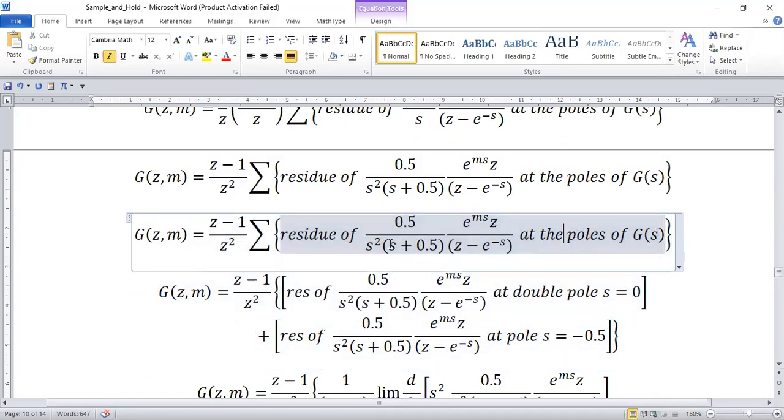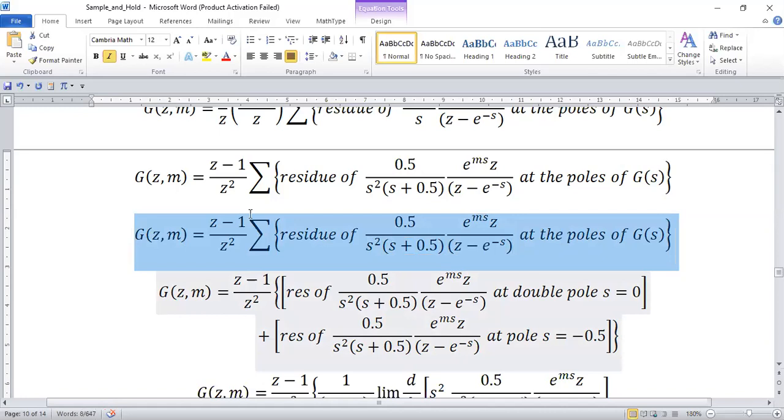So here we have this at the poles of G of s. We have s is equal to zero, but you have a repeated pole because you have s squared. So this pole is repeated. Then you have this pole. So we separated out this particular equation into two. Remember, there's a summation here.